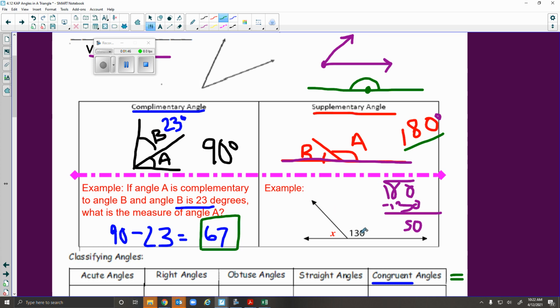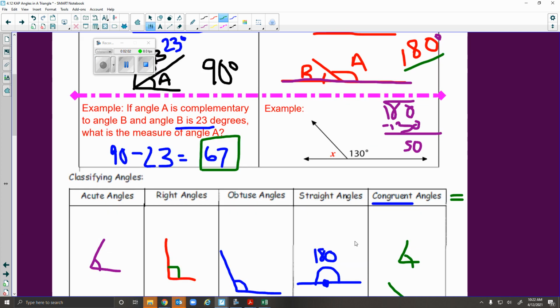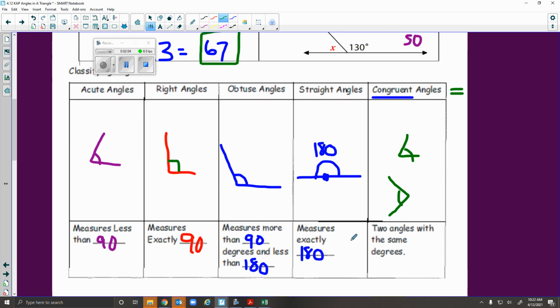Okay, so if I've got these two supplementary angles, we've got an obtuse angle of 130 degrees, and we've got unknown x degrees. What we're going to do is take 180 minus 130, and we'll get 50 degrees for the missing angle.